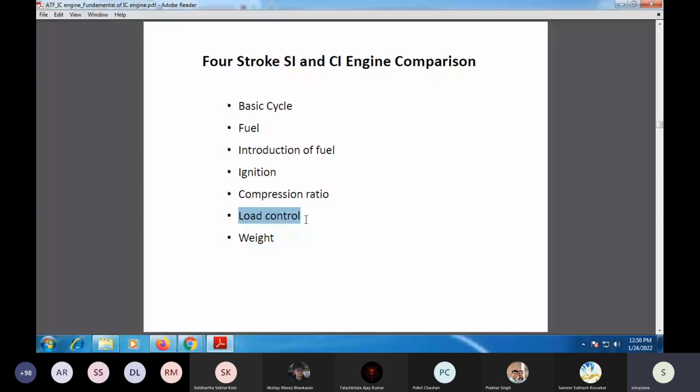That is what is meant by load control. It is based on your throttle. I have explained in detail the function of the throttle, or accelerator pedal: when you press the accelerator, how the speed or the load of the engine changes in SI and CI engines. You have to take the help from there in order to differentiate the 4-stroke SI and CI engine based on the load control methodology.